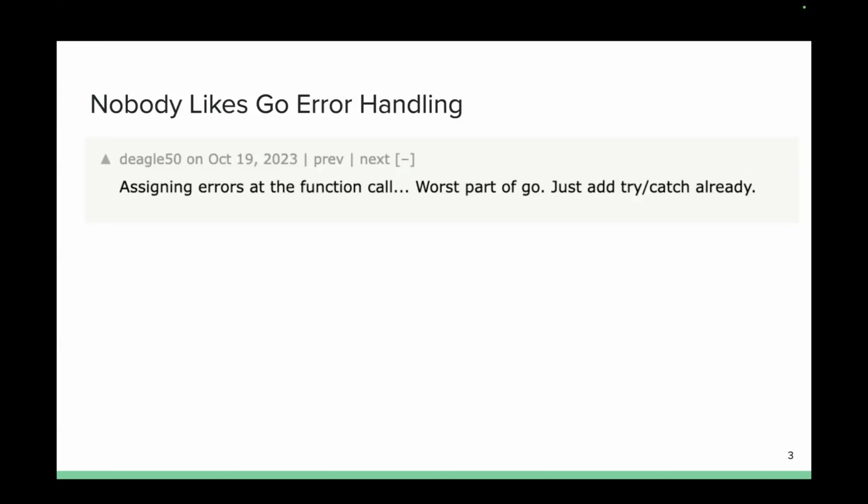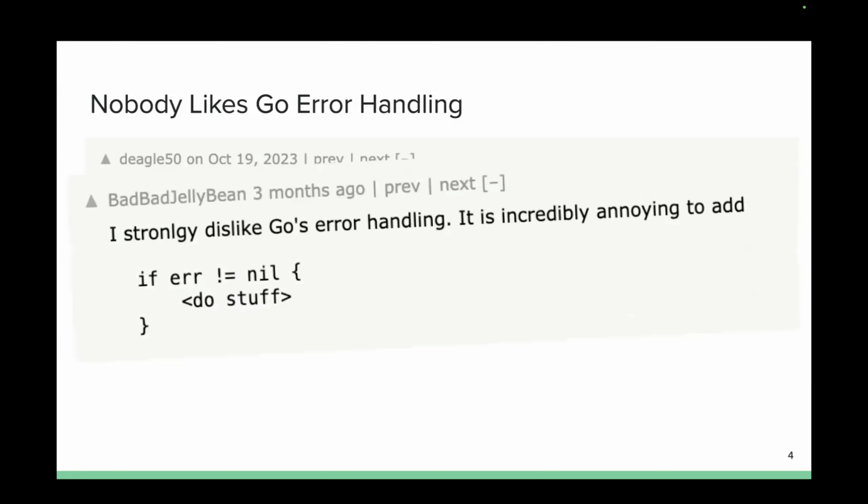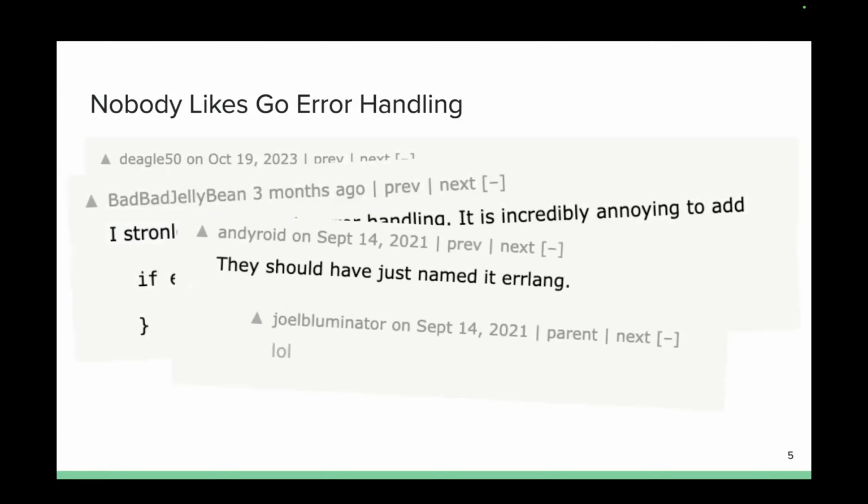To kind of set the stage, if anybody knows anything about Go, people know that a lot of people don't like the error handling. So on Hacker News, this guy Deagle50 says, worst part of Go. Bad Jelly Bean says it is incredibly annoying to add these check blocks. Andy Royd says they should have just named it Erlang.